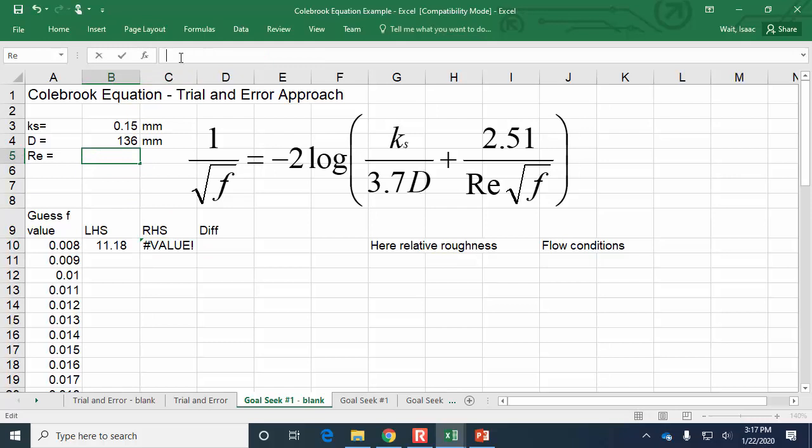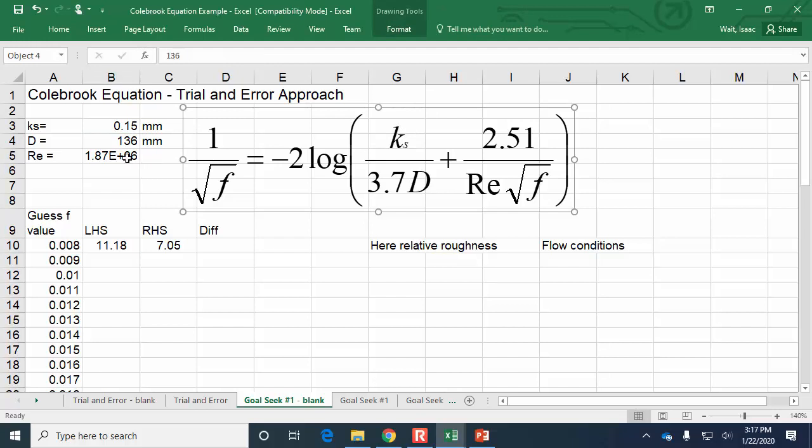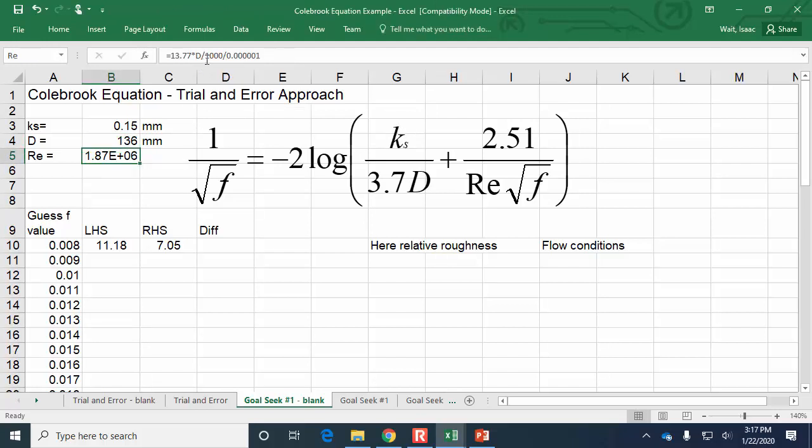So the Reynolds number equals the velocity, 13.77, times the diameter, divided by 1,000, divided by 1e negative 6. I've got the K sub S in millimeters, and so the D is also in millimeters, because the units have to be the same. If K sub S is millimeters, then diameter has to be millimeters. So here in the Reynolds number, when I was using the diameter, I was sure to divide the given diameter of 136 millimeters by 1,000, to make sure it's in units of meters.